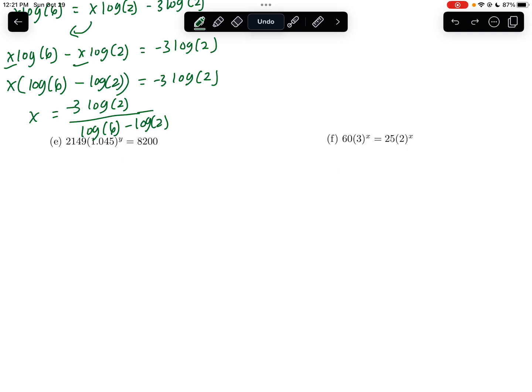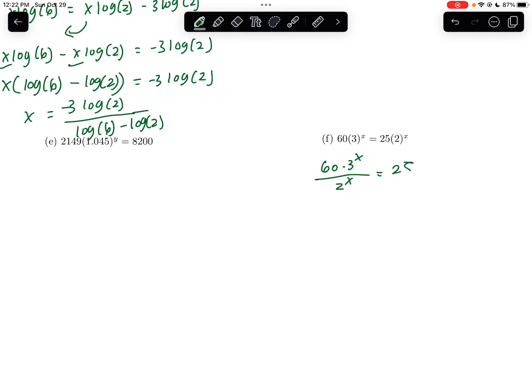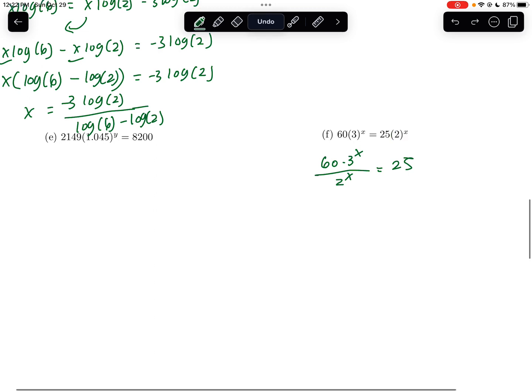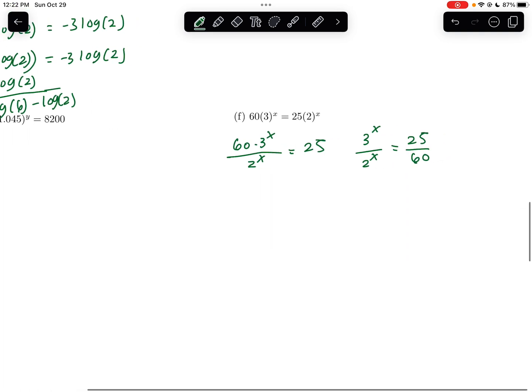So if you divide by 2 to the x, then you have 60 times 3 to the x over 2 to the x equals 25. So I divided by this term on both sides. And now you can then divide by 60. So this is 3 to the power of x over 2 to the x equals 25 over 60. And both sides are divisible by 5. So this is 5 over 12.